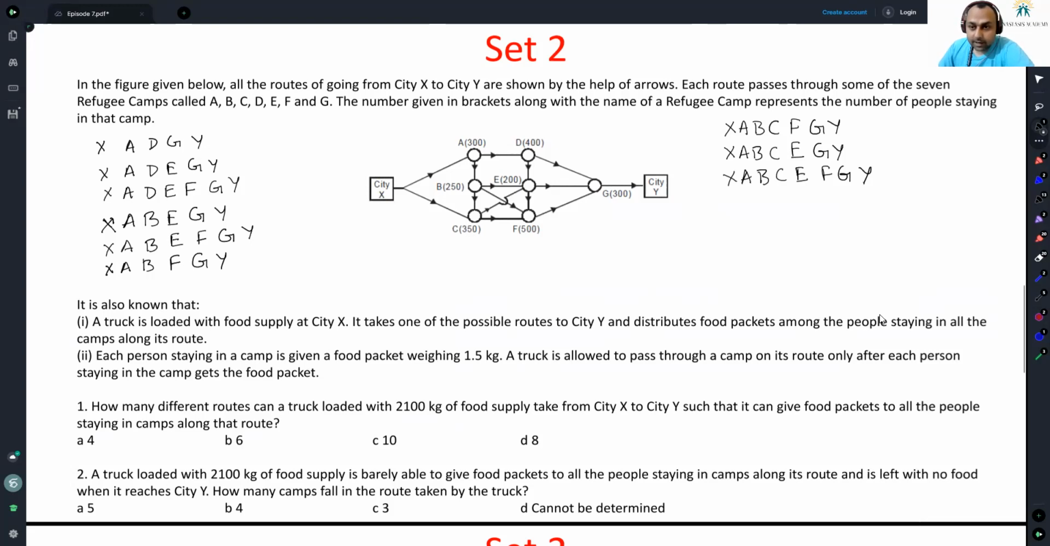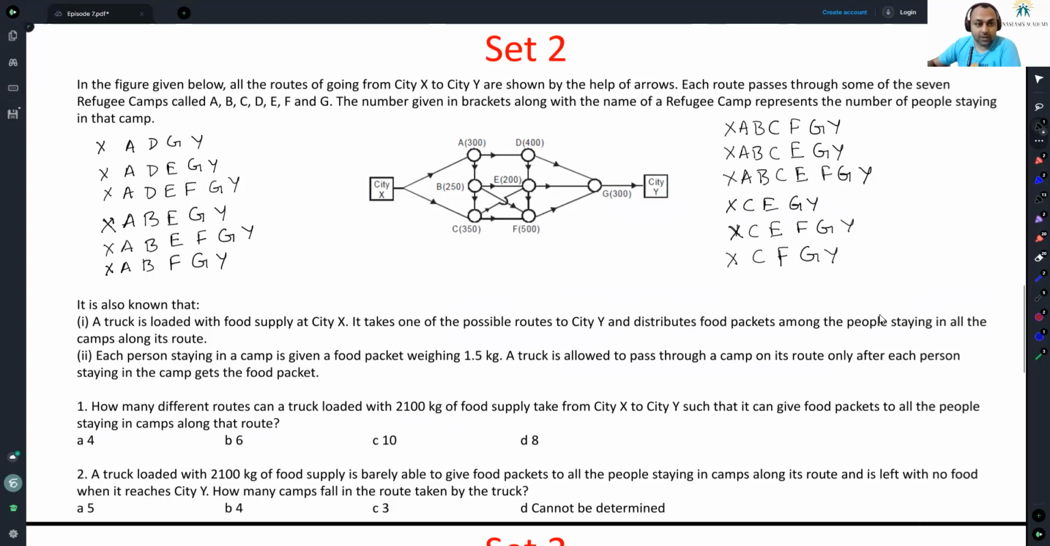Let me see. I think all XA pairings are done. Let's see. X, C. Oh, now I'm done. X, C, E, G, Y, X, C, E, F, G, Y, and X, C, F, G, Y. Yes, there were 12 routes. I have found 12 routes. Wonderful. I have found all 12 routes.